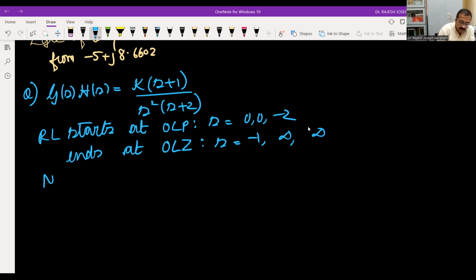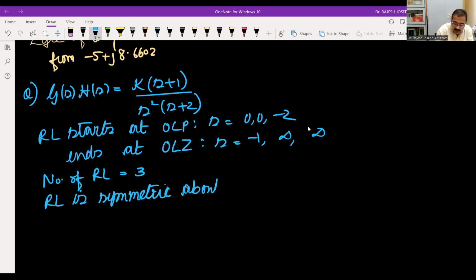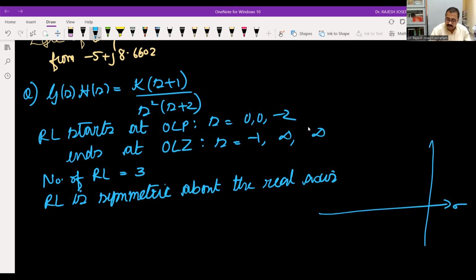Then what next? The number of root loci is the same as the number of open loop poles, that means 3. Then next step: root locus is symmetric about the real axis. What next? We have to determine root locus on the real axis. So let me draw this figure here, sigma j omega. Where are the open loop poles? There are 2 poles at the origin, then we have one at minus 2 and one zero at minus 1.